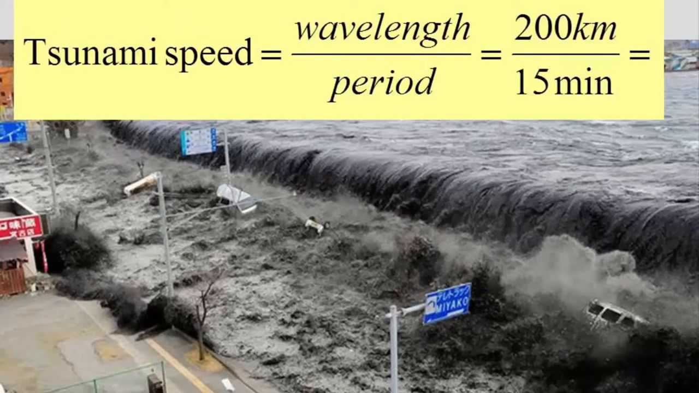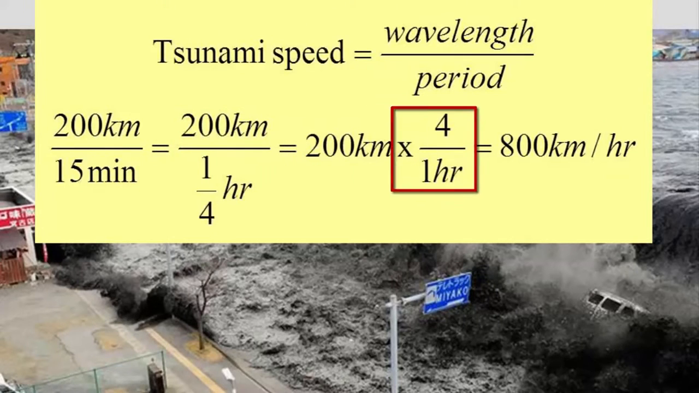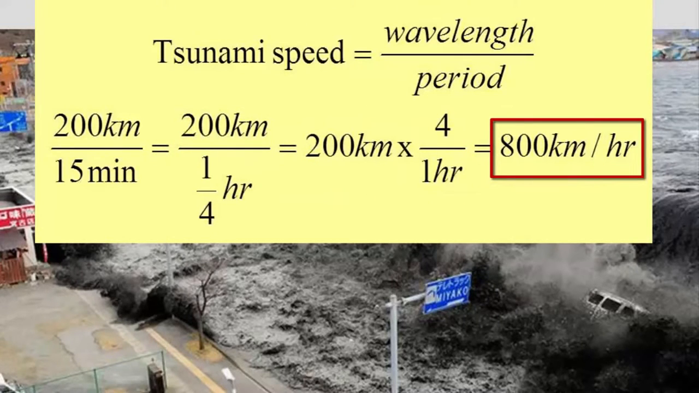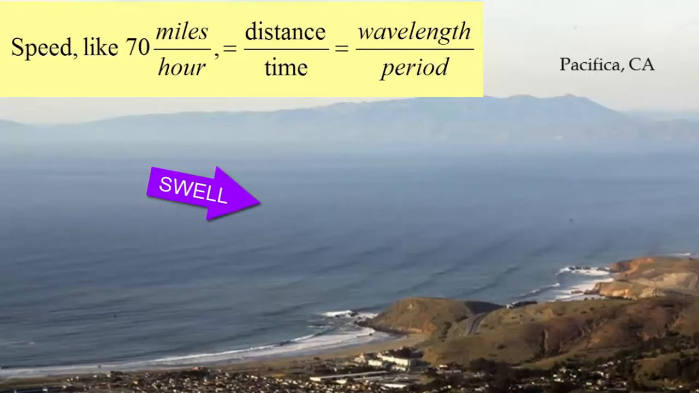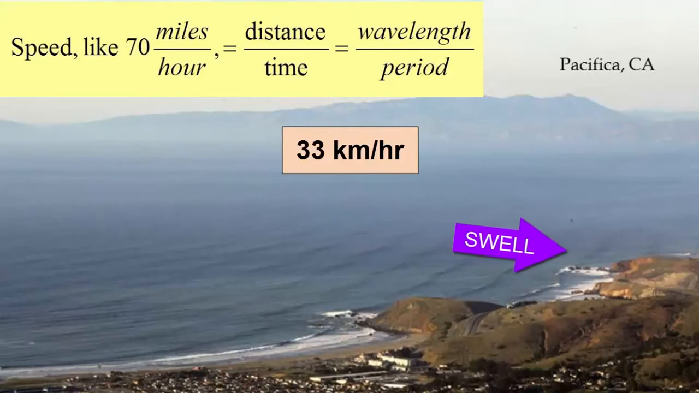For example, tsunami have an average wavelength of 200 kilometers and an average period of 15 minutes. When we divide those numbers, we get an average speed of a tsunami of 800 kilometers per hour. That's how fast the energy of a tsunami wave travels across the ocean. Swell that approach our beach tend to move at speeds more like 33 kilometers per hour.